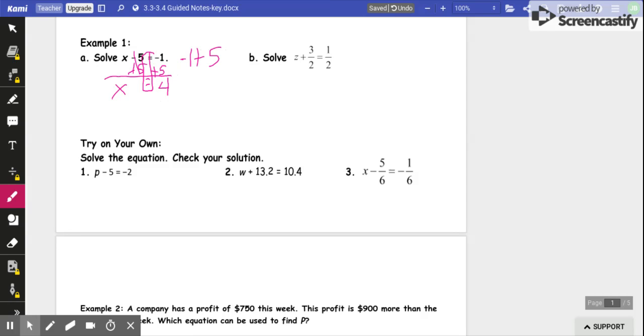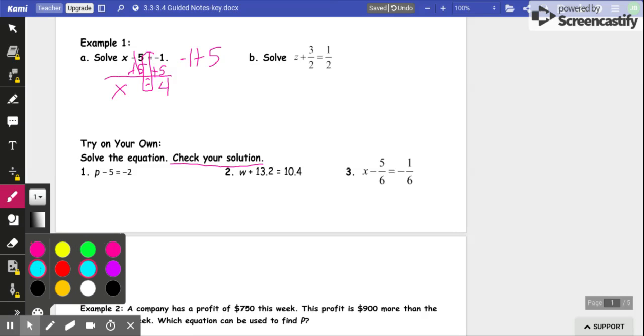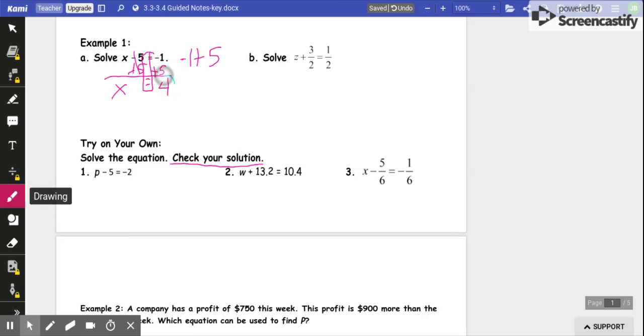Now, we want to check this. If you look down here at the try on your own, it says check your solutions. So we want to make sure that this is actually the correct answer. That means we're going to plug the answer that we just got in for x. I'm going to take this 4 and plug it in for x, so I'm going to have 4 minus 5. Does that truly equal negative 1? Yes, it does. So that means I have my correct answer.